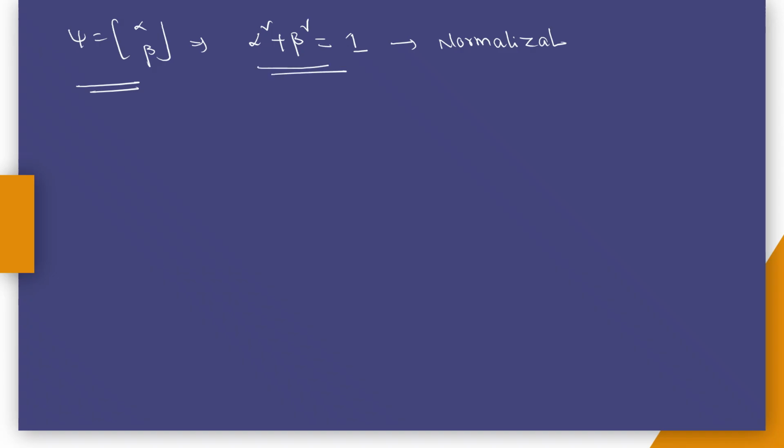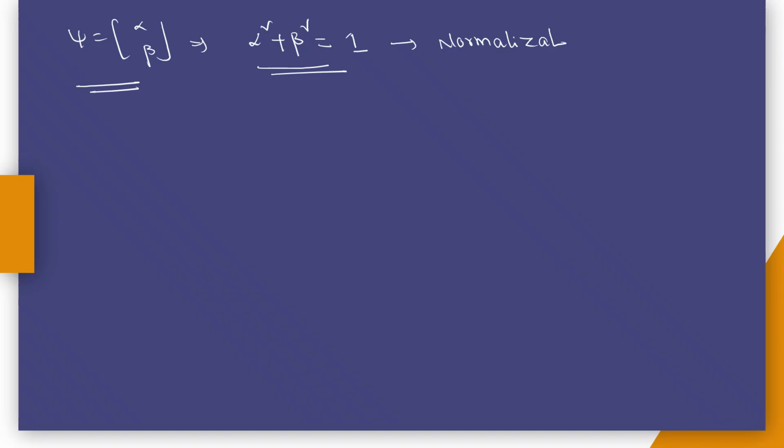Here, alpha and beta are the probability amplitudes. If you want to check the normalization condition, you have to check that alpha square plus beta square must be equal to 1. If this condition is valid, this is the normalization condition. Therefore, this is the vector form of representation, psi equivalent to alpha and beta. This condition ensures that the total probability must be equal to 1.